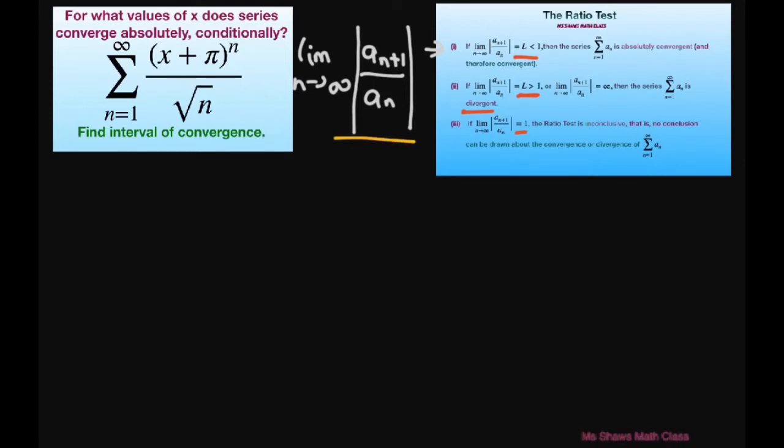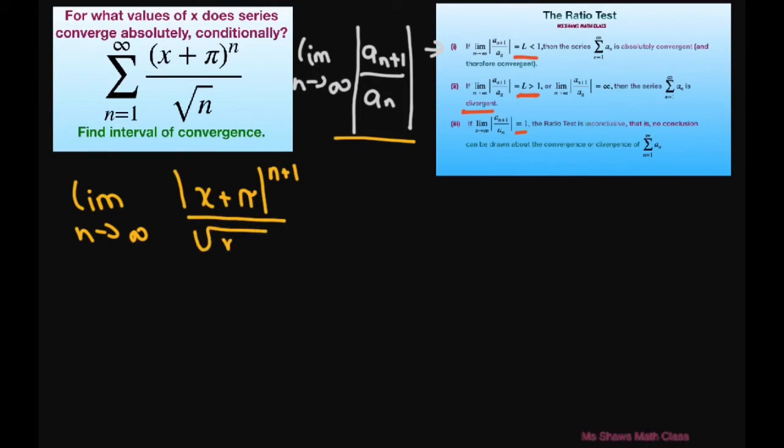We're going to have the limit as n approaches infinity of the absolute value of x plus pi to the power of n plus 1 divided by square root of n plus 1. And then we're dividing by a sub n, which is the same as multiplying by the reciprocal. So this is going to be square root of n divided by the absolute value of x plus pi to the power of n.